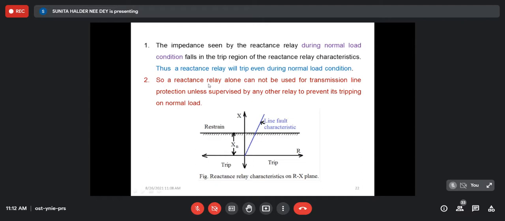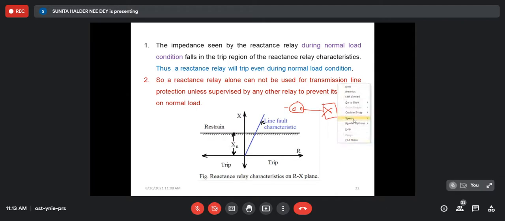Always it will be supervised by some other relay to prevent it from operating on normal load. So this is the reactance relay, and it should be in series with, say, some overcurrent relay. Then what will happen? The overcurrent relay will restrict the circuit from operating under normal load condition. Otherwise, the reactance relay would operate. Then what is the function of the reactance relay? The reactance relay will provide protection while tripping the circuit even under arcing fault, which was absent in the other relay.